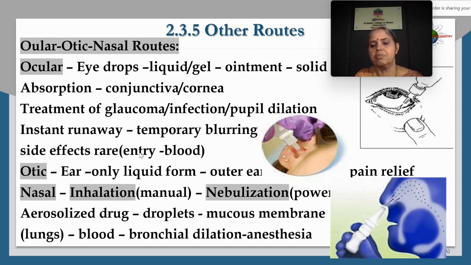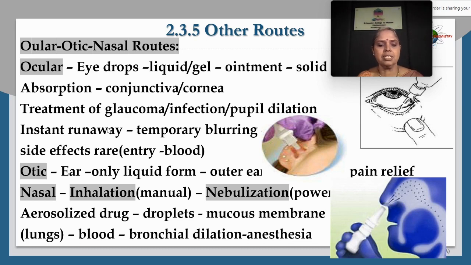Nasal route is where the drug is given through the nose. Now when your nose is blocked or you're unable to breathe freely, and you have some sinus issues, they will ask you to spray some drug through the nose, which is called nasal inhalation. But inhalation is mostly through the mouth. Some person having an asthma problem will be given a bronchodilator drug for inhalation through the mouth. Mechanically they will press it and the drug will be delivered into the mouth, from the mouth into the windpipe, from the windpipe into the lungs.